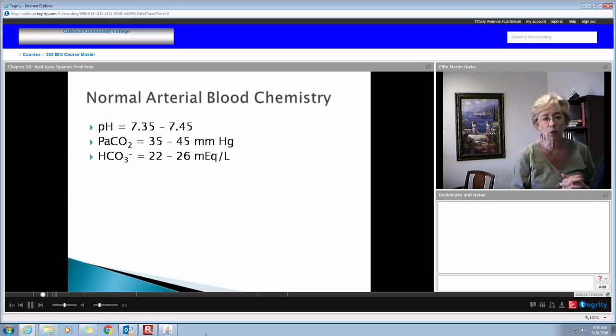And then you're also going to be looking at what we call the bicarb ion, the HCO3 ion. And it is measured in milliequivalents per liter. That's kind of a weird measurement. Just get used to the fact that that's the way the bicarb ion is measured. But its normal range is 22 to 26 milliequivalents per liter.